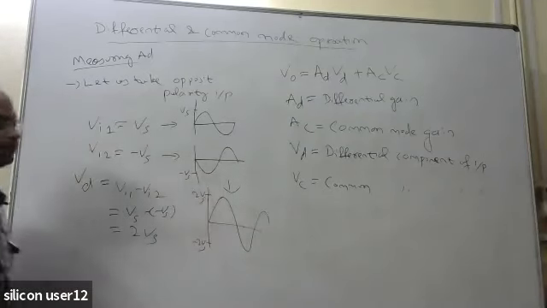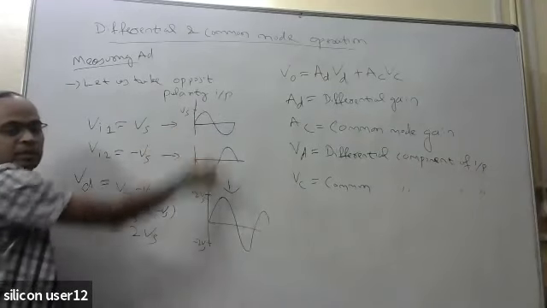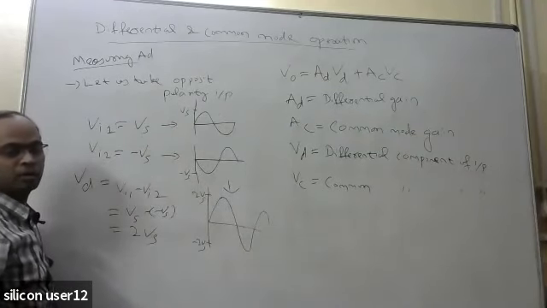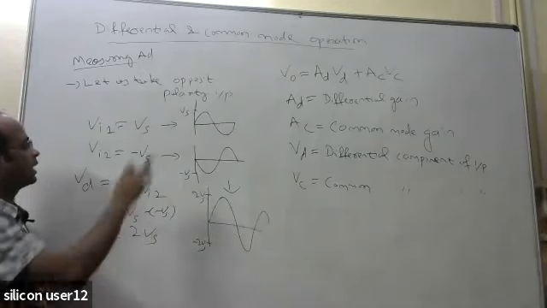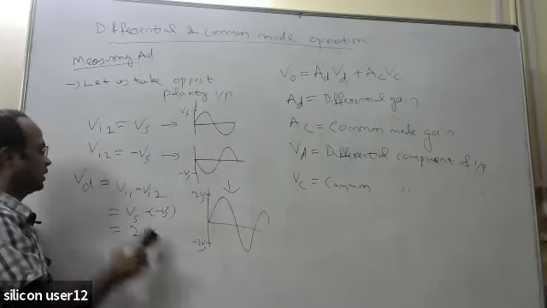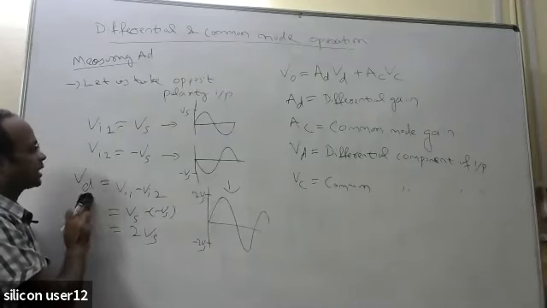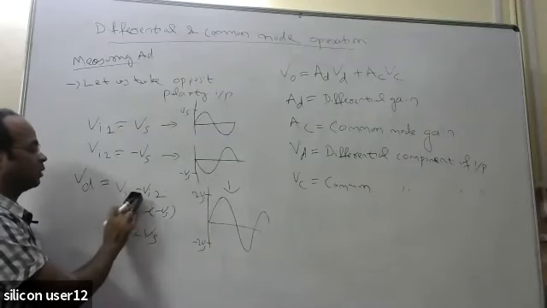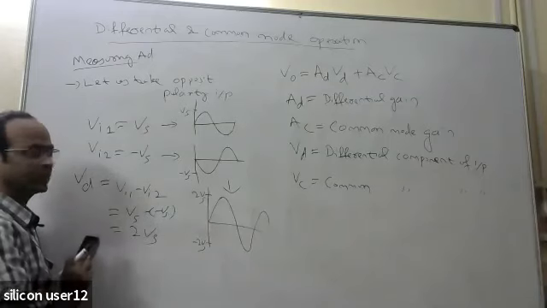So this is for your understanding purpose. These 2-3 figures are for your understanding purpose. But in the exam, you can write down, let's say Vi1 equal to Vs, Vi2 equal to minus Vs. So the differential component among them is equal to Vi1 minus Vi2, which equals 2 Vs.